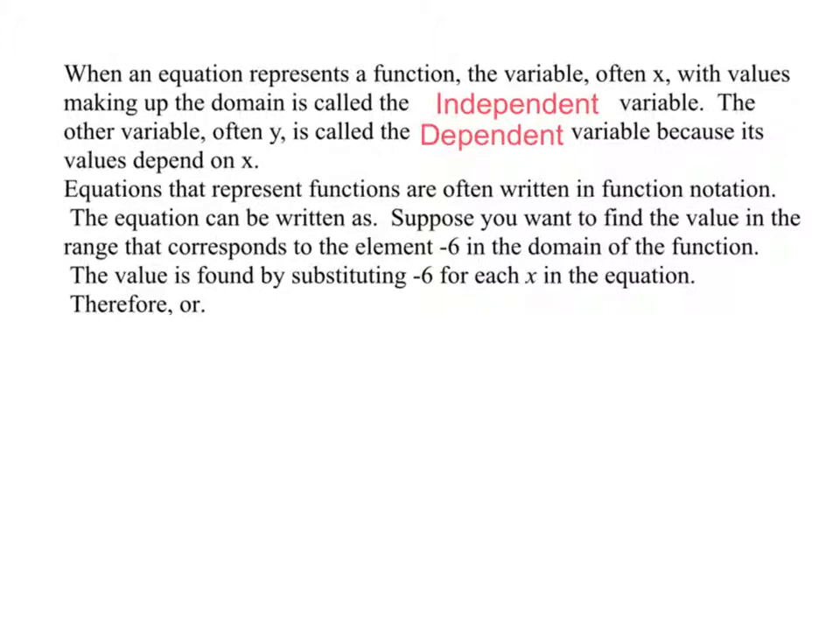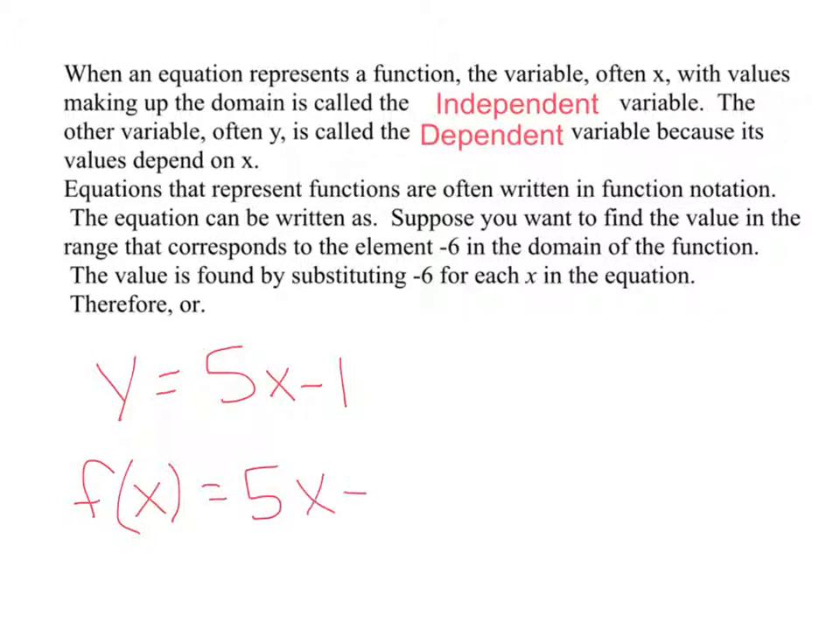When an equation represents a function, the variable, often x, with values making up the domain, is called the independent variable. The other variable, often y, is called the dependent variable because its values depend on x. Equations that represent functions are often written in function notation. Now you guys have some words that are missing down there, but I'm going to tell you what it says. So a lot of times you all have seen y equals 5x minus 1. Function notation just means we're writing f of x equals 5x minus 1. So really it's the same thing.